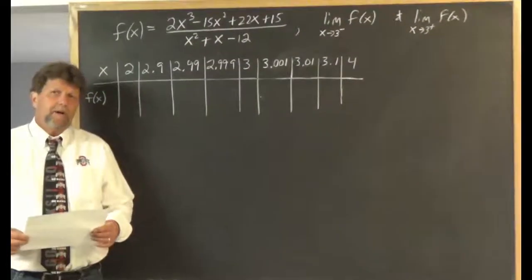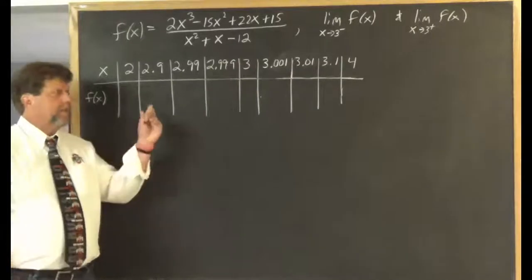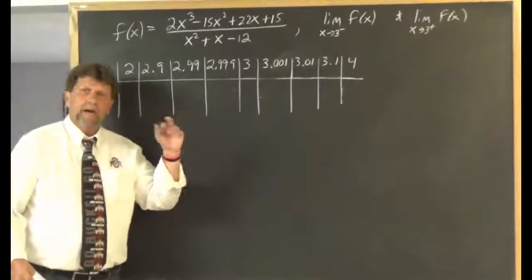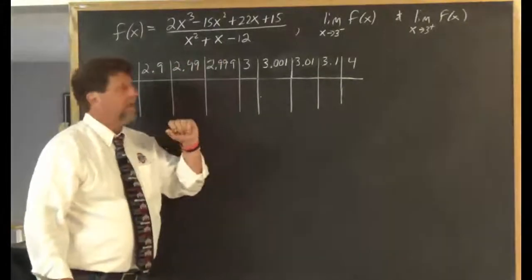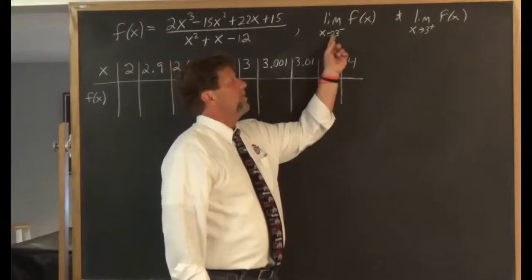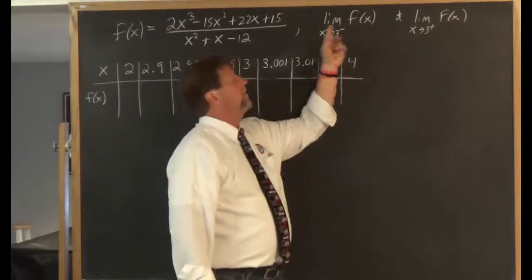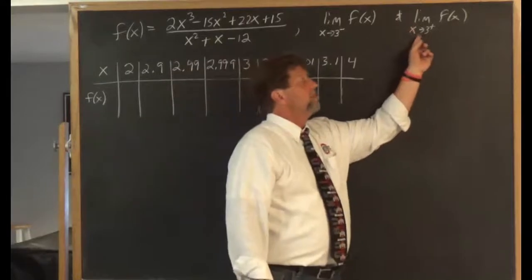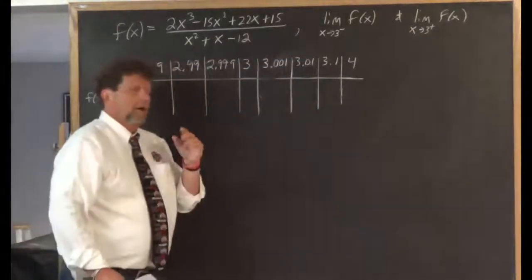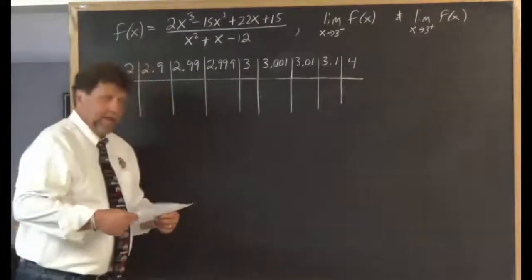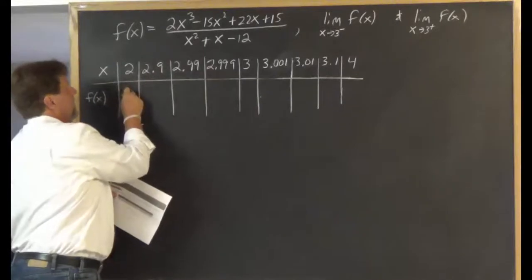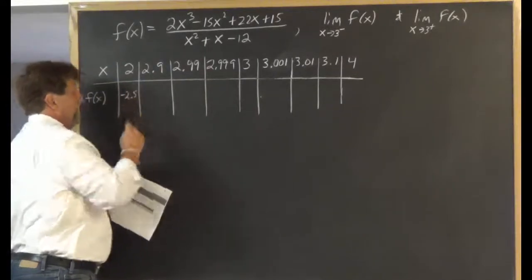All right, folks, I asked you to pause the video and complete this table of values to try to determine the left-hand and right-hand limit of this function as x approaches 3. So I wrote down the notation, limit as x approaches 3 from the left of this function, and the limit as x approaches 3 from the right of that function. So, if you filled in the table of values, this is what I come up with. When you put 2 in for x, you get negative 2.5.